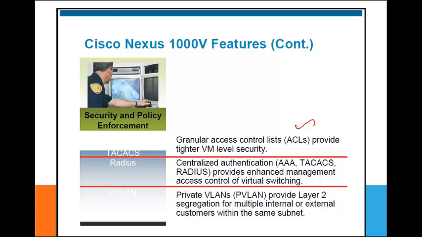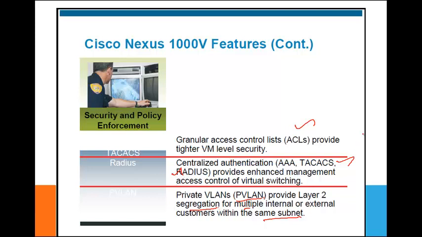And I can also have centralized AAA servers, authentication, authorization, and accounting, using TACACS and RADIUS. I can also have a private VLAN. What is a private VLAN? When we have multiple devices in the same subnet, I can still prevent one device from accessing the other device. That's what layer 2 segregation means. All the security aspects are possible.